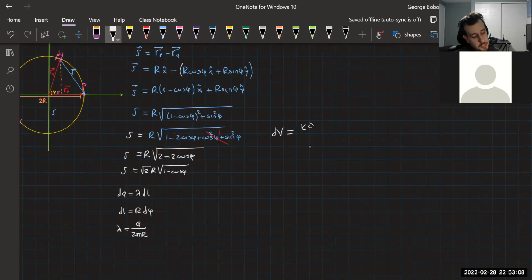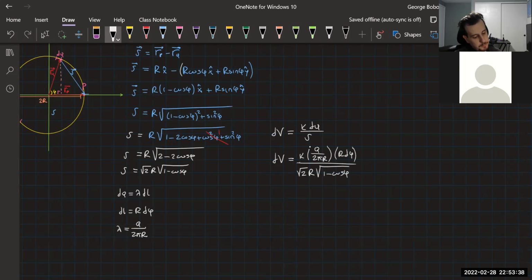So dV would be k dq over curly R. Okay, and then you start putting things in. So dq altogether would be lambda, which is Q over 2 pi R, times the dL, which is R d phi. And then your denominator is curly R, which you found to be root 2 capital R times root of 1 minus cos phi.